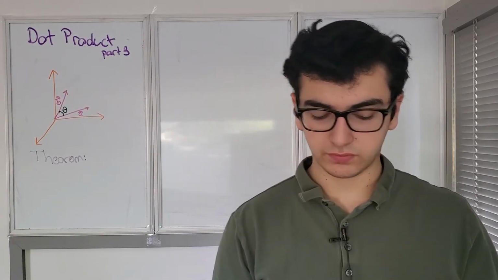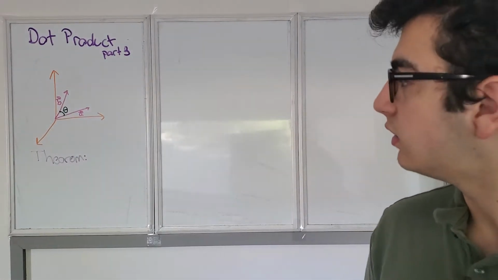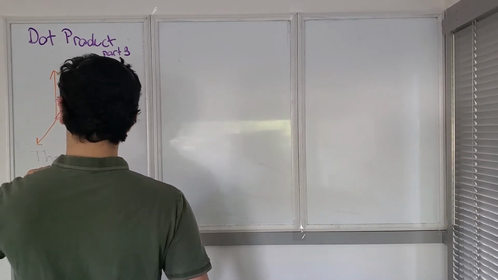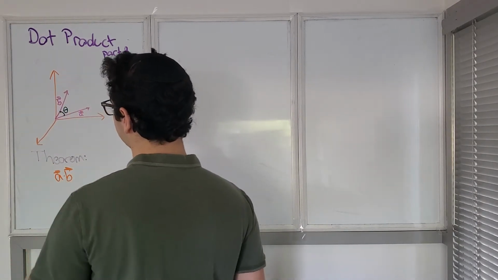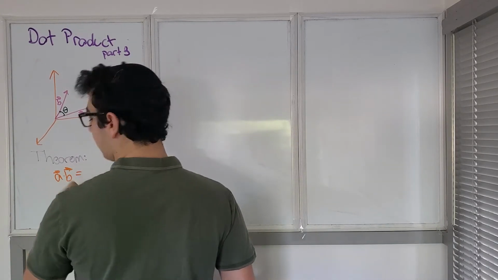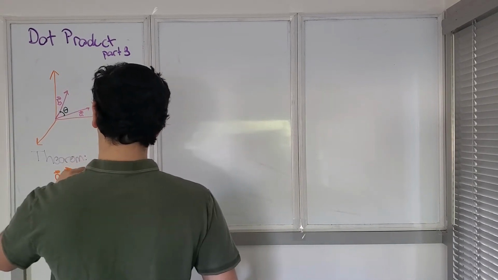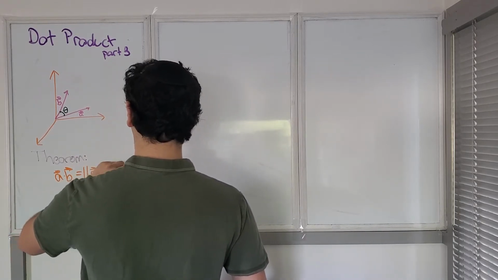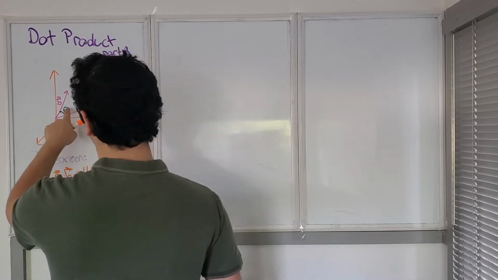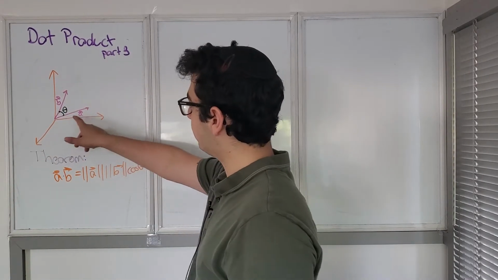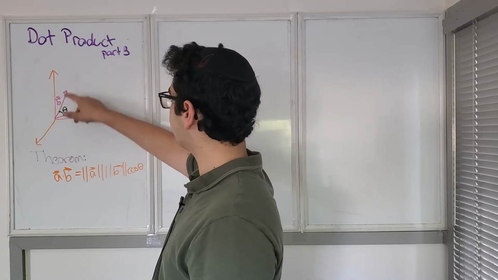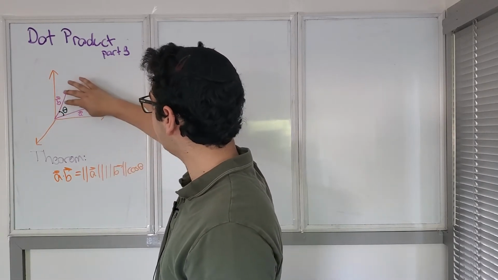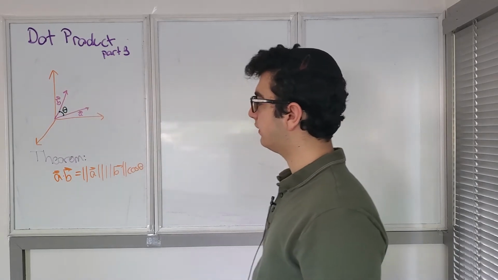Let me change markers for a quick sec. The theorem says that if I do the dot product between two vectors, I'm going to end up doing the magnitude of one vector times the magnitude of the second vector times cosine theta, where theta is the angle between them. So if I have this vector over here and that vector over there, the dot product between those two is going to be the length of that times the length of that times cosine of the angle in between them.